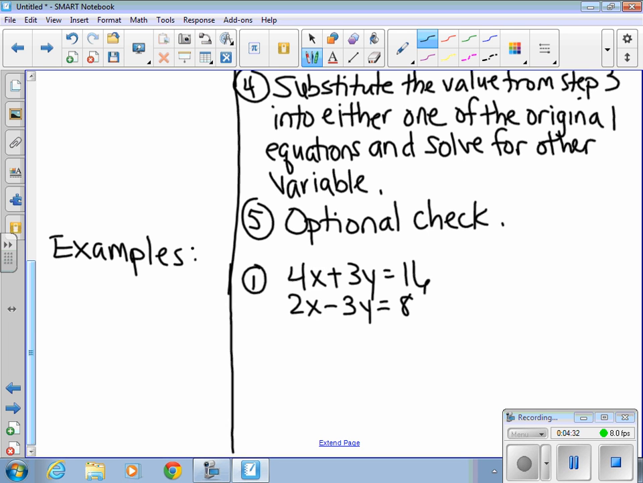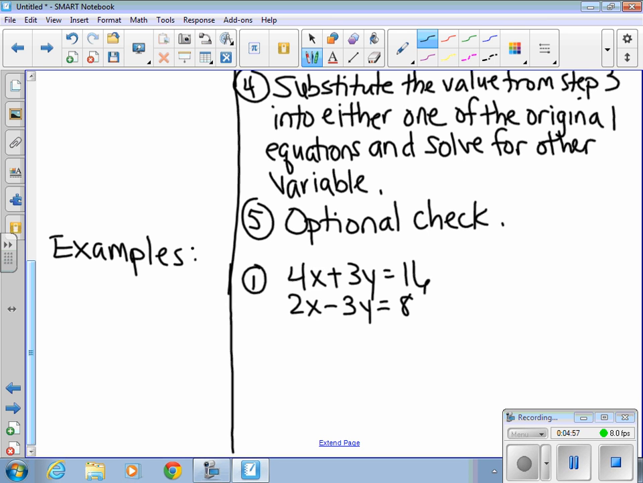All right, step two is to multiply one or both equations so that the coefficients in front of one of the letters are opposites. Well, if you look at your x coefficients, you have a positive 4 and a positive 2. Those are not opposites. But if you look at your y's, you have a positive 3 and a negative 3. Those are already opposites of each other, so you don't need to change any of the equations. This system is ready to go in terms of step 3.